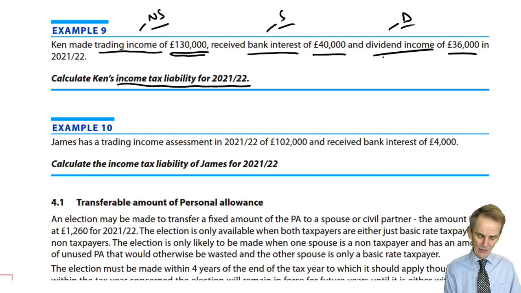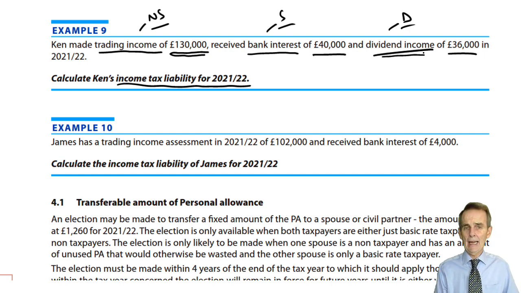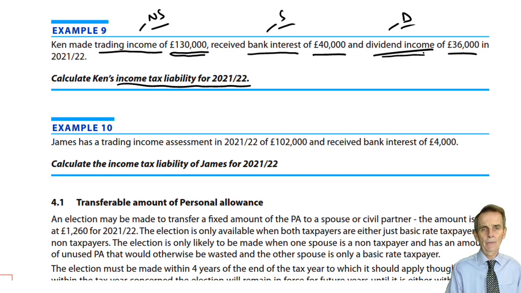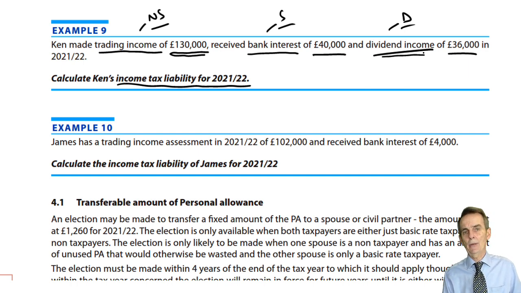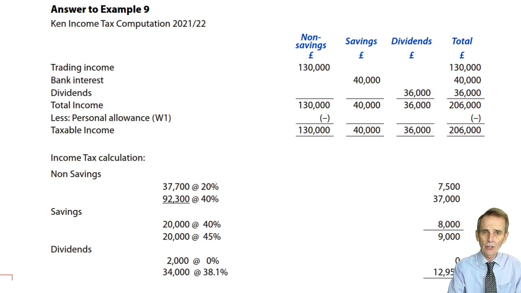And then, of course, finally, dividend income, where again, there's a dividend income nil rate band. How much is that? Is it available? And therefore, establish your tax liability. So over to you again, put that computation together, establish that tax liability, and I'll see you again in a couple of minutes' time when you've done that calculation. So pause now, please.